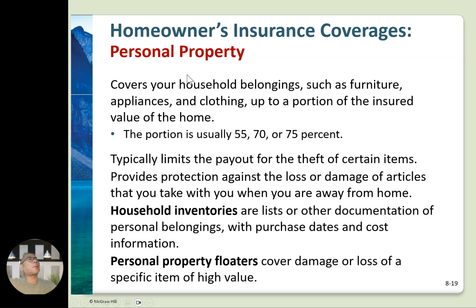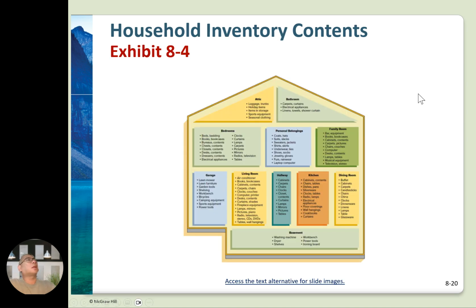There is personal property as well. Home insurance coverage for personal property covers your household belongings, such as furniture, appliances, and clothing, up to a portion of the insured amount, usually between 55, 70, or 75%. There are typical limits for payout on theft of certain items. Coverage also protects against the loss or damage of articles that you take with you when you are away from home. The household inventory is a list or other documentation of personal belongings with the purchase date and cost. Personal property floaters cover damage or loss of a specific item of high value. This is the inventory cost. This is a typical diagram of your household items. Okay?